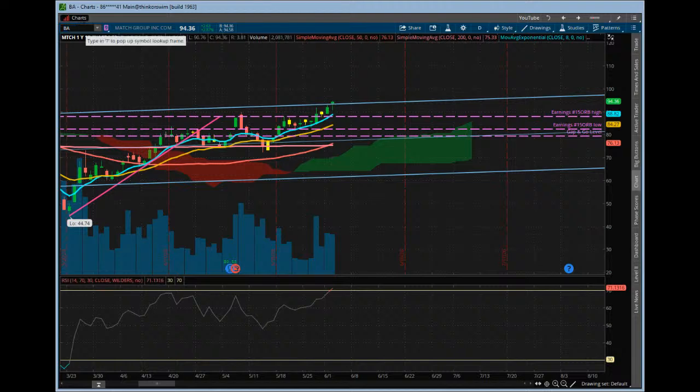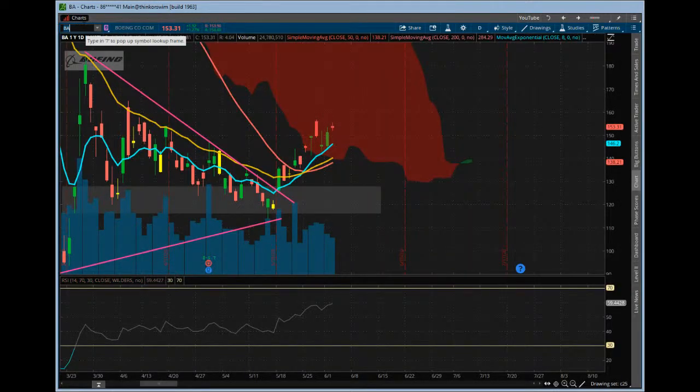Boeing, same thing. Really narrow range day today, so I'm looking for a potential doji sandwich up, or we'll see if it turns into a reversal. Let's look at the price action tomorrow and see how it handles that level, that candle.